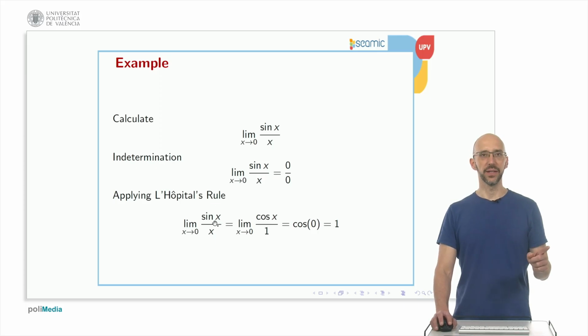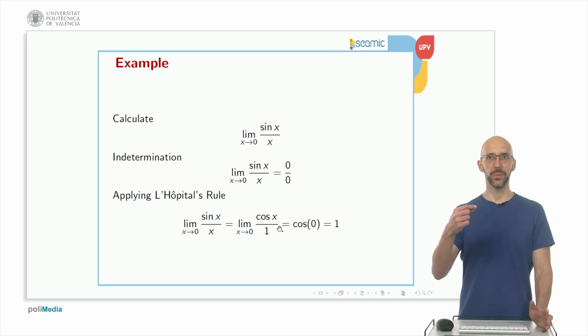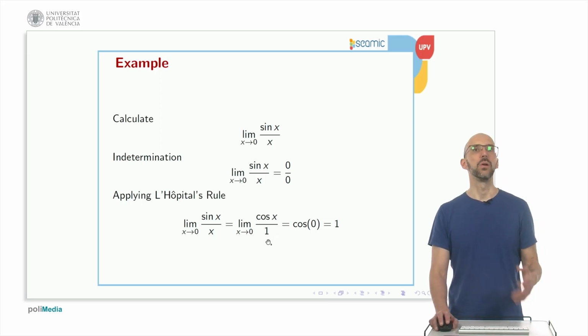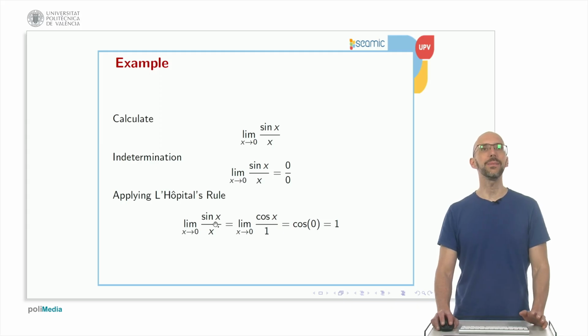The derivative of sine is cosine. The derivative of x is 1. So the limit when x approaches 0 of sine x over x is exactly the same as the limit when x approaches 0 of cosine of x divided by 1. Oh, but if we replace x by 0, we don't have any problem now. When I change x by 0 in this function, I get cosine of 0 divided by 1, and cosine of 0 is 1. So the limit that started being an indetermination now gives us 1.